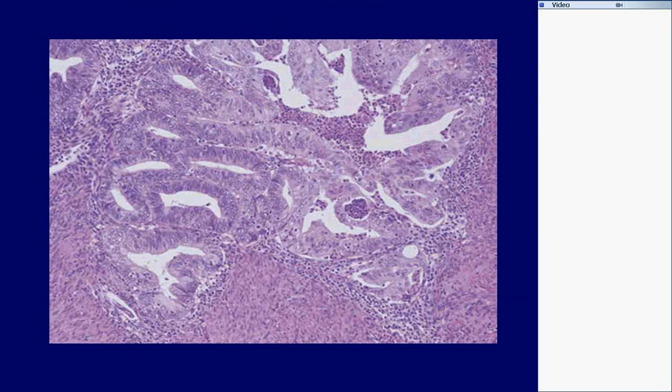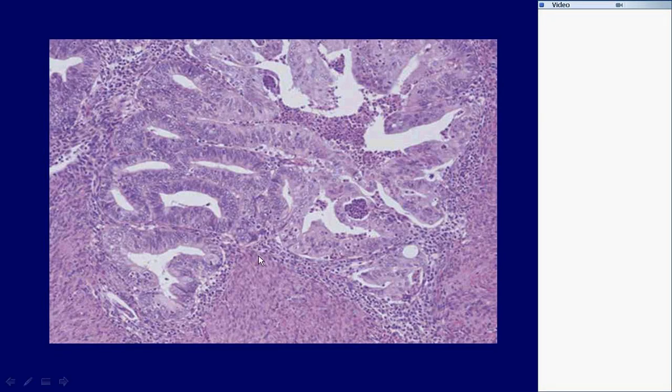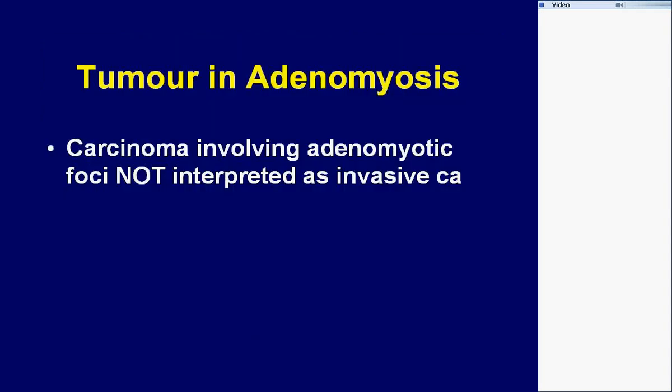Is it invasive or non-invasive? Again, there are no clear-cut guidelines, but I guess the issue is if the border is smooth like that, then this is really carcinoma arising within adenomyosis. But if you have an irregular border with some lymphocytic infiltrate, then this is most likely an invasive adenocarcinoma arising within adenomyosis.